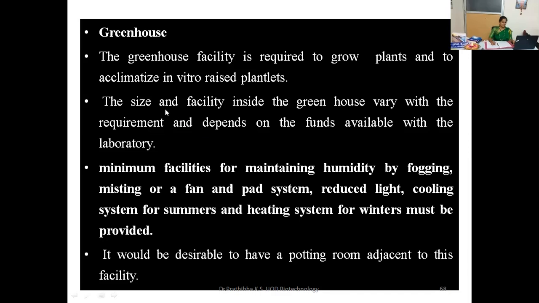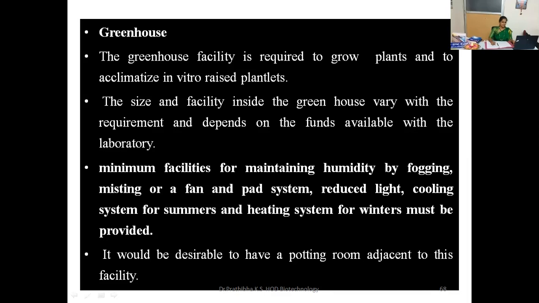While designing, the size and the facility inside the greenhouse vary with the requirement and depend upon the funds available with the laboratory. But while constructing the greenhouse, minimum facilities for maintaining humidity by fogging, misting, or fan and pad system, reduced light, a cooling system for summers, and a heating system for winters must be provided. It would also be desirable to have a potting room adjacent to this facility.